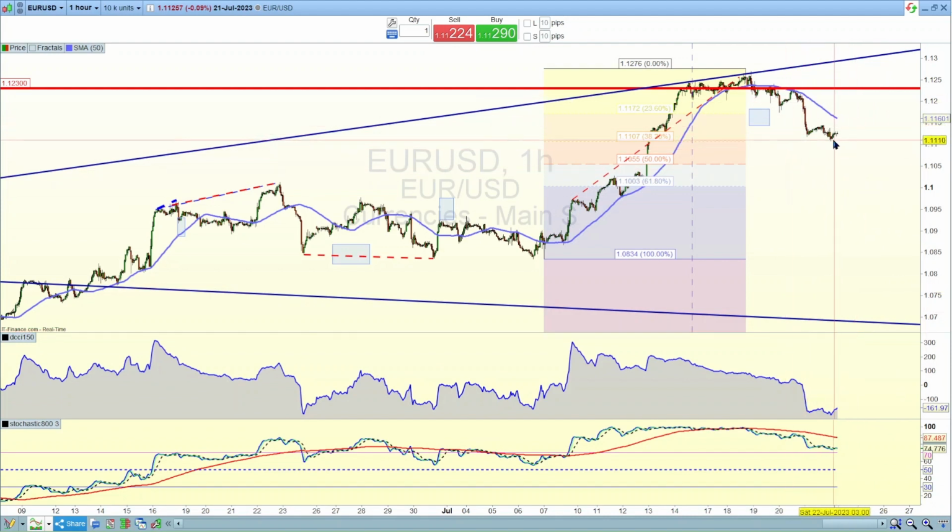Although we'll still consider it bullish as long as it's above the 61%. But again, we need to see this break below the 61% to be more bearish. And likewise on the stochastic, that needs to break below that again as well.